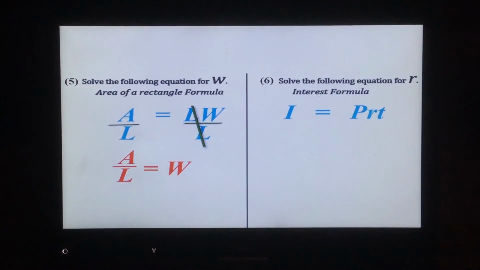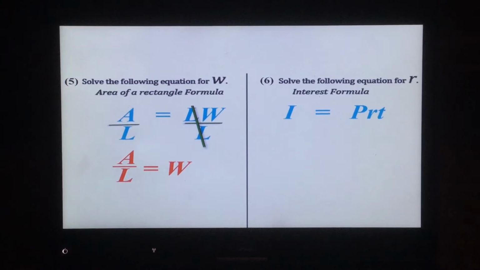Number 6, we have I equals PRT. All right. Now for this one, this is the interest formula. Interest equals the principal times the rate times the time. Now, say that you knew what the interest was. Say that you knew your principal and you knew how long you wanted to put it in the bank for. The question is to find the correct rate, basically. So once you find the bank that has the correct rate you wanted, then you can go ahead and sign the contract. So let's find out what rate we want.